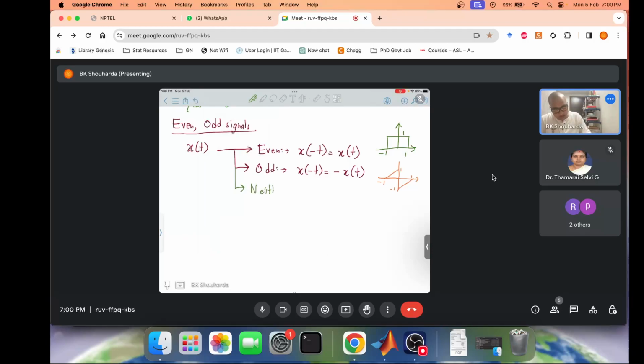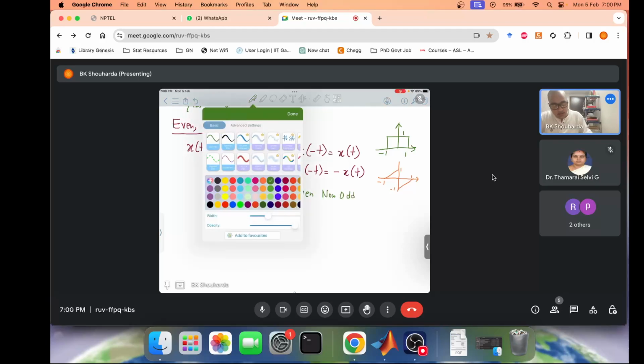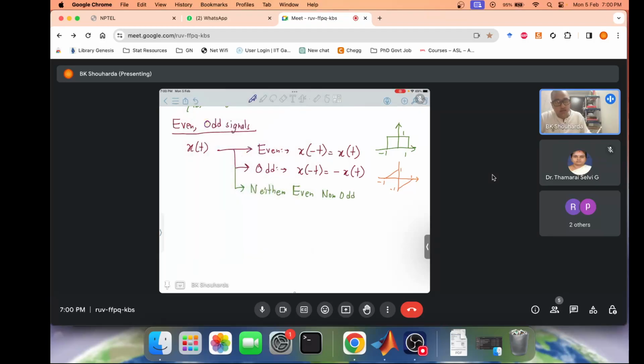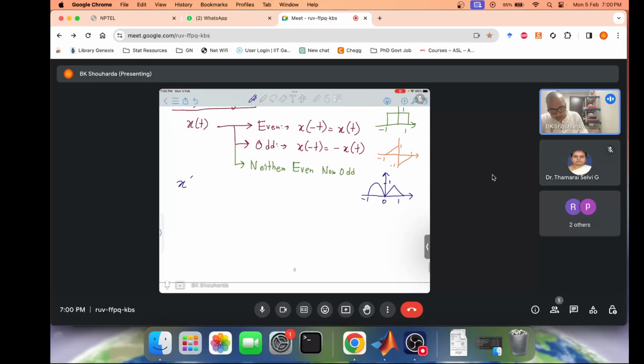And there are signals which are neither even nor odd, so they don't satisfy any of the properties that have been shown over here. For example, as you can see, the left half is a curve and the right half is a triangular wave. Okay, so in general, any signal x of t can be written as the sum of an even signal and an odd signal.